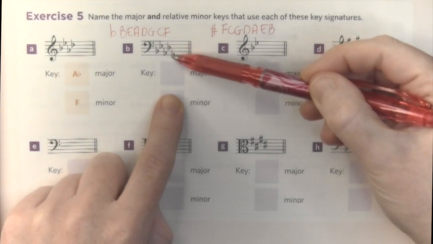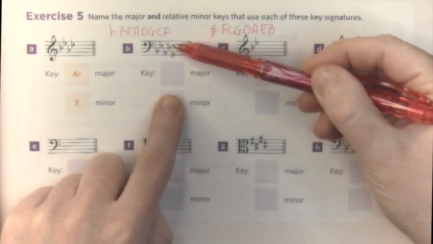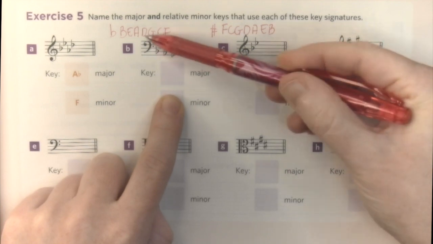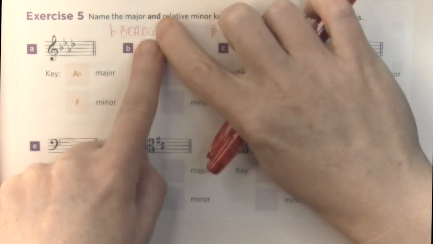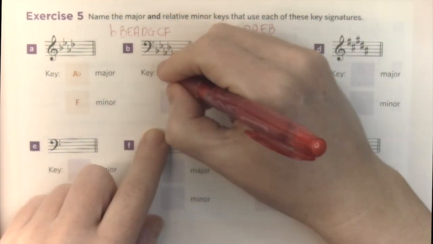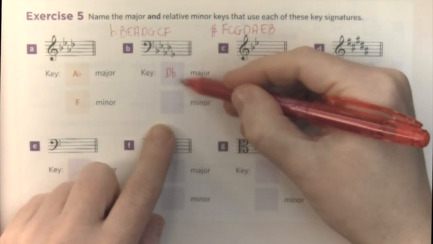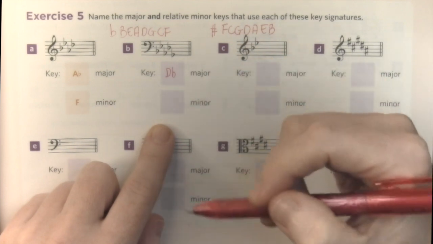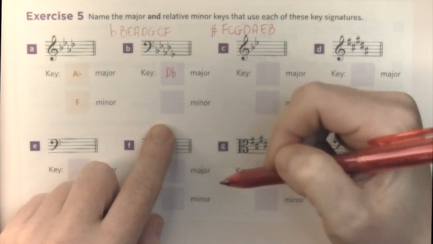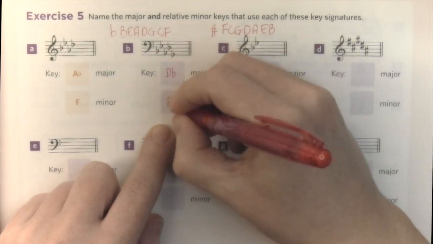With 5 flats, the key is the penultimate, so D. So we have 5 flats, the penultimate is D, that's D flat major. And the minor is 3 semitones below. So 3 semitones below D flat is B flat.